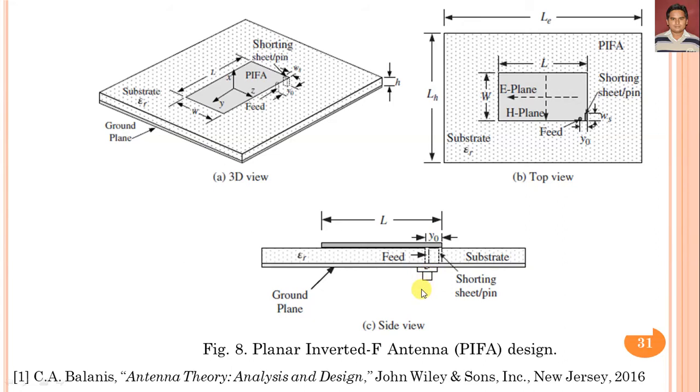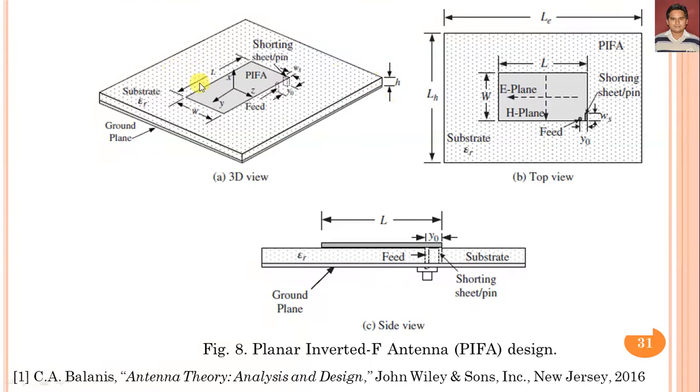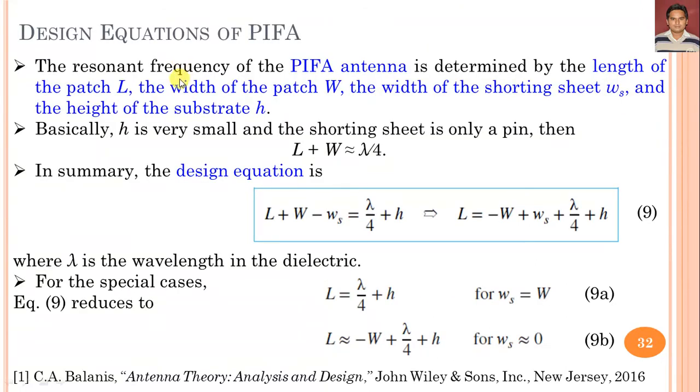And if we see it from the side view, it is a coaxial feed connected, and this is the feed and this is the shorting pin, and this gap is playing a vital role to match the input impedance of the PIFA antenna, and this is the length of the antenna. So from the analysis, we can conclude that the resonance frequency of the PIFA antenna can be determined by the length L, width W, width of the shorting sheet or pin WS, and height of the substrate H. Here you can see H, L, W, WS, through which we can calculate the resonance frequency of this PIFA antenna.